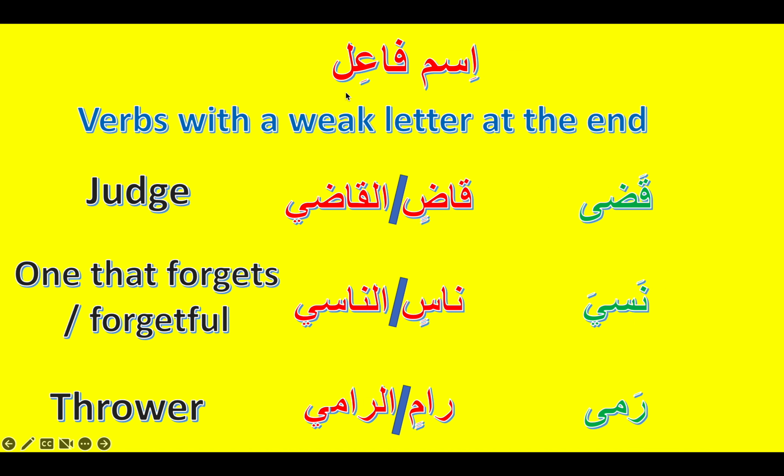Now, how about forming the ism fa'il of verbs with a weak letter at the end? So, for example, قضى, it means to spend time, but it also means to decree. How do we form the ism fa'il? So, we insert the alif in between the first and the second root letter, and then the final root letter, which is a weak letter in these verbs, is written as a كسرة تنوين, which makes the 'in' sound.